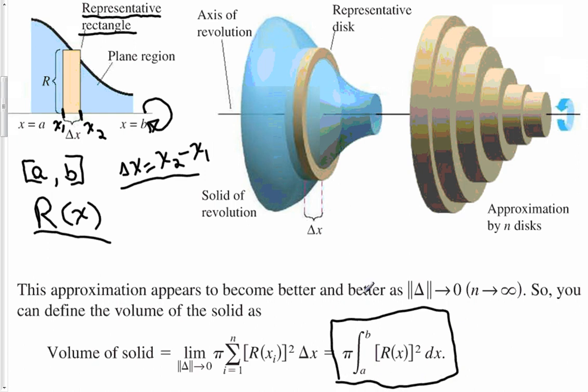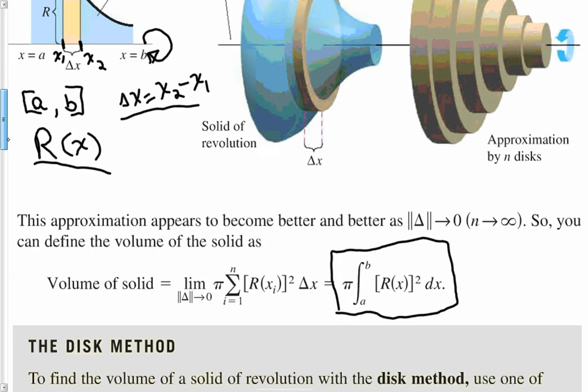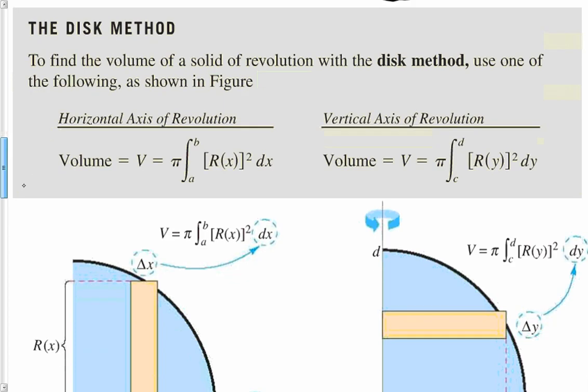Once we can identify the radius of each disk, and delta x will represent the width of each disk, the sum just means to add them all up as delta x goes to 0 and multiply it by pi. So this will be the volume, and that leads us to the disk method.